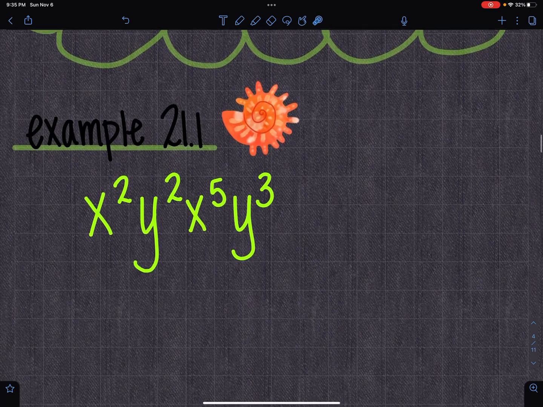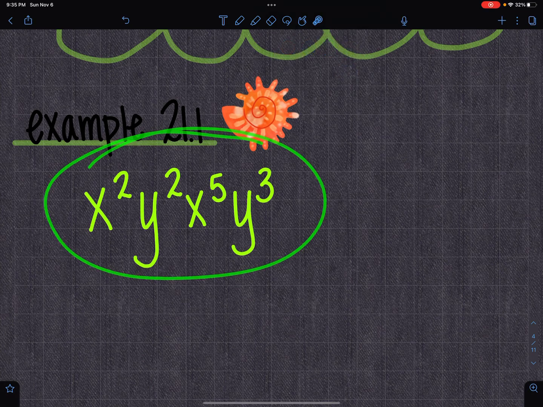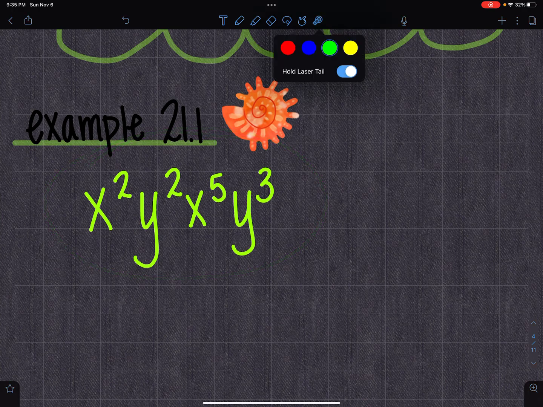All right, let's start with example 21.1. If you're following along, this is in the top part of page 92. So here's the example. They give you a bunch of letters. Oh my goodness. They want you to simplify this expression. And you can tell that it can be simplified.